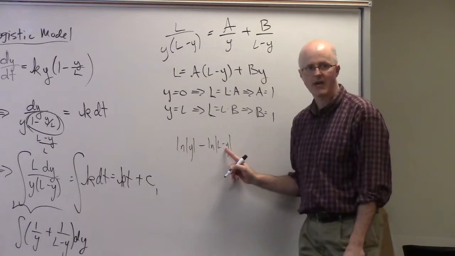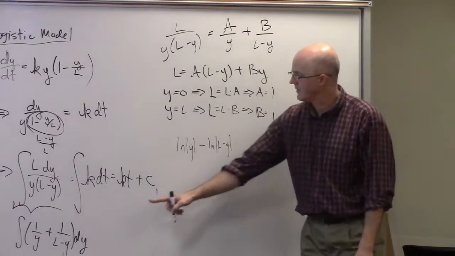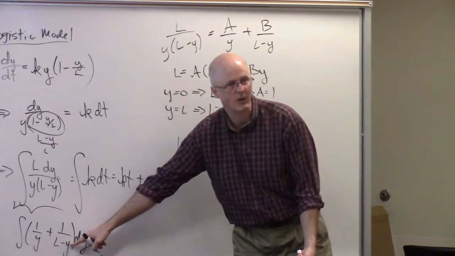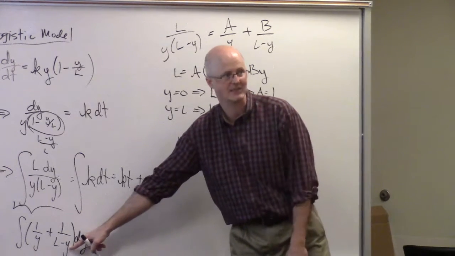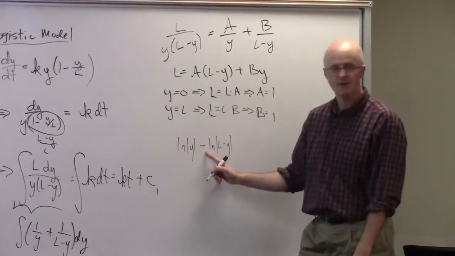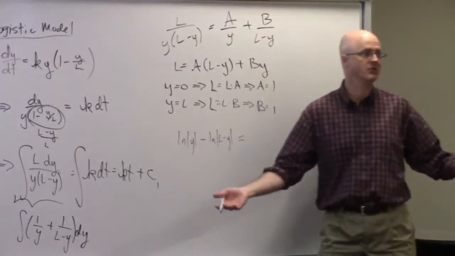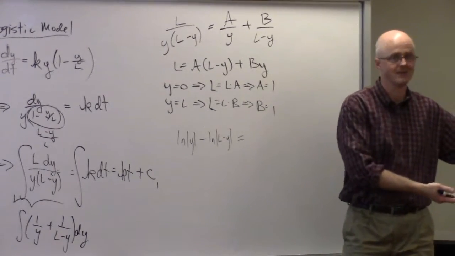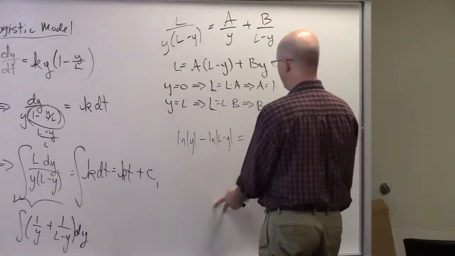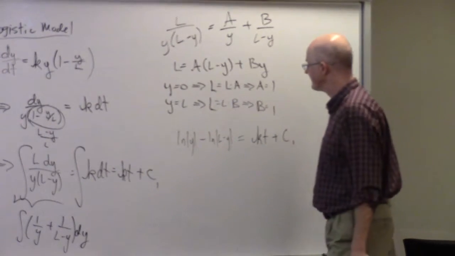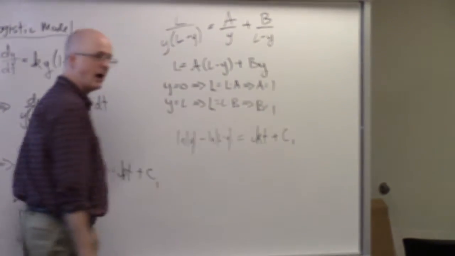Chain rule can be used to check it. Also, integrating this with substitution w equals L minus y would produce a dw equal to negative dy, so that's why the negative sign comes in. We could put an integration constant on the left side, but there's no need to. We already have one on the right: kt plus c1.